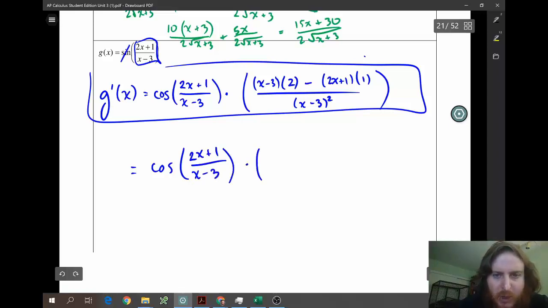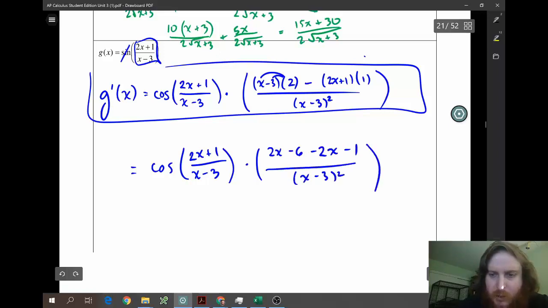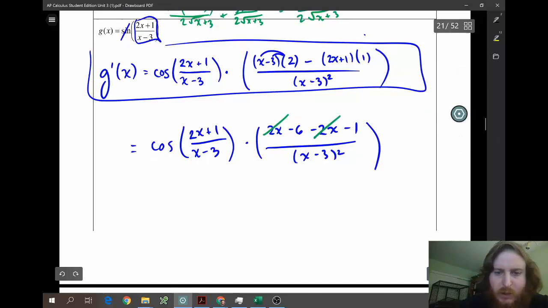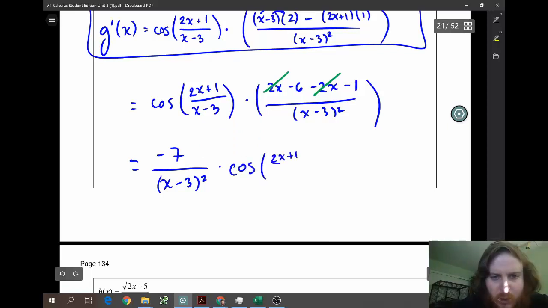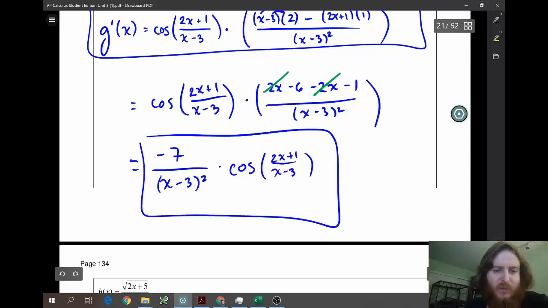So this will be times, now distribute the 2, 2x minus 6 minus 2x minus 1 all over x minus 3 squared. The 2x's cancel out. Negative 6 minus 1 is negative 7. And usually we put the trig term in the back. So I'm going to say negative 7 over x minus 3 squared. That was from this part. I'm going to put that to the front, times cosine of 2x plus 1 over x minus 3. We usually put the trig term at the end. You don't have to, but it's just kind of practice.